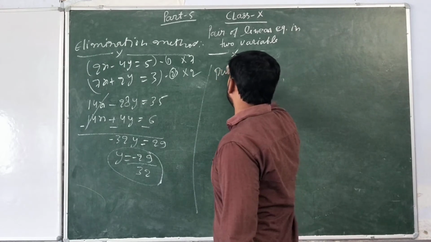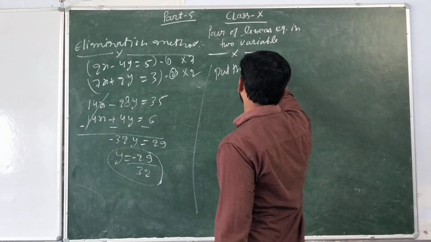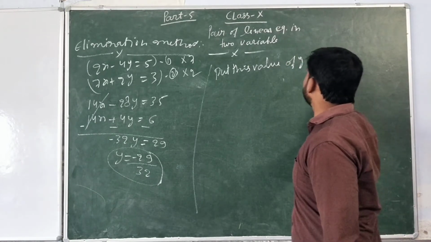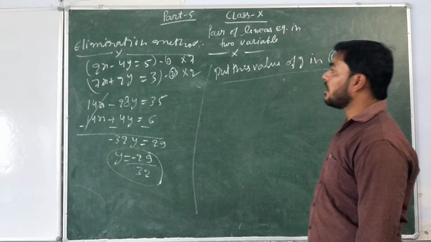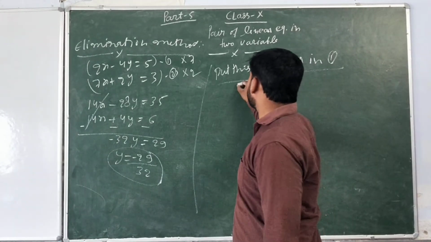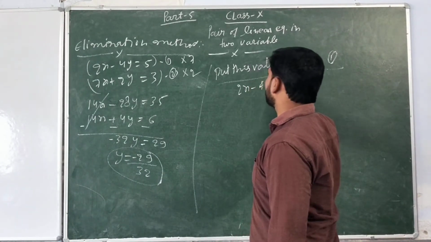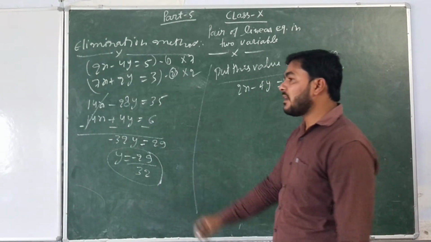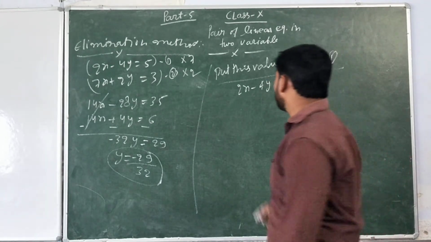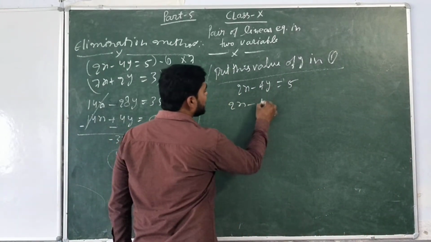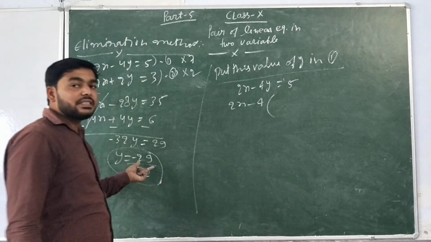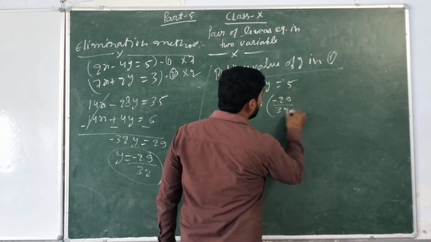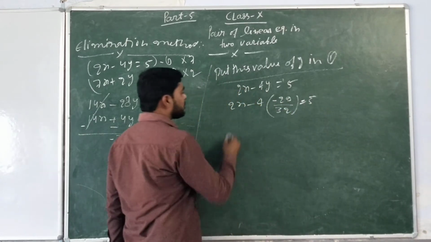Put this value of y in the first equation. Now the first equation is 2x minus 4y equal to 5. In the first equation you have to put the value of y, which is minus 29 by 32. So put this value: 2x minus 4 into minus 29 by 32 equal to 5.